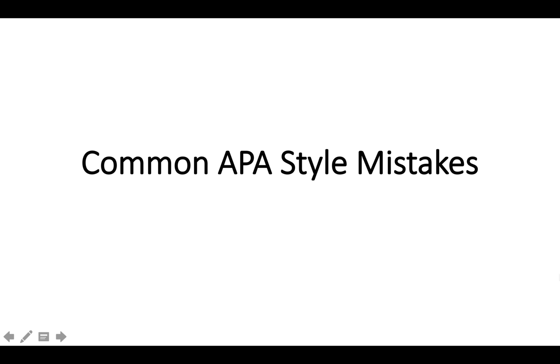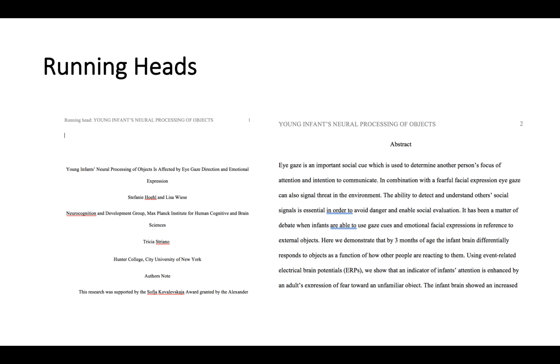Today we're going to be talking about some common APA style mistakes when writing a research paper. The first thing that we're going to discuss is the running head. You see how on the title page it says running head, colon, and then the title of your paper in all caps. The R is capitalized, but the H is not. On the second page and all pages following, you want to delete the word running head and colon and just have your title in caps as a header.